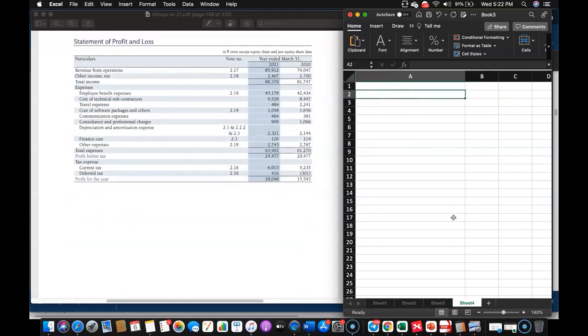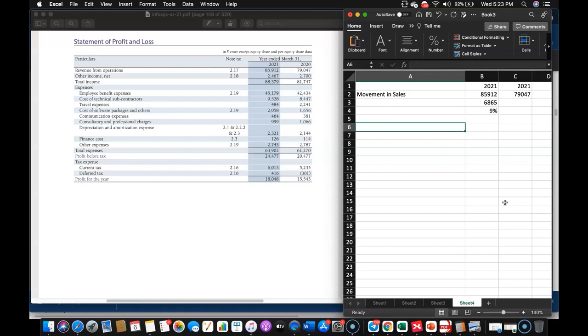Now let's try to capture them. Let's first find out what is the movement in sales. Movement in sales, this is 2021, 2020. 2020 it is 79,047 crore, and in 2021 it is 85,912 crore. So what is the increase? Increase is 6,875 crore, and if you express that in percentage, this has increased by 9%. Okay, rounded off to 9%.